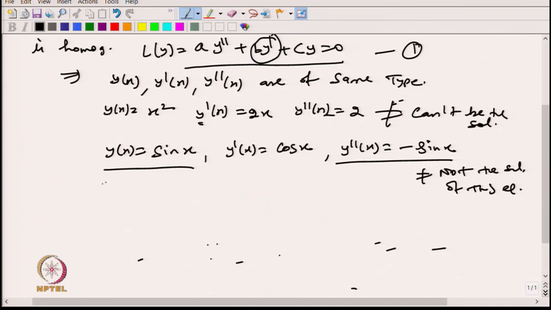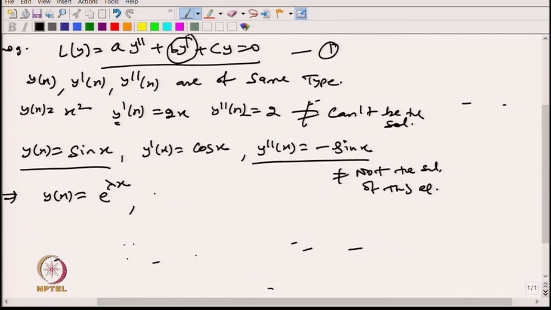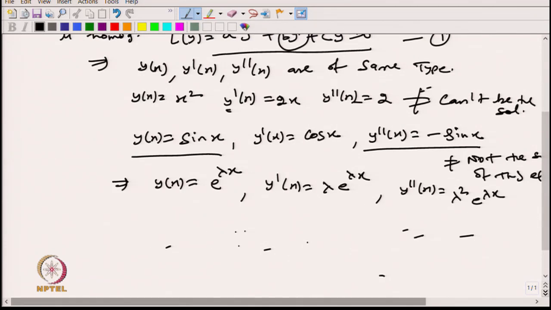Now, I go further and choose y(x) equal to some exponential function, e raised to power lambda x. Then I know that if I take the derivative of this function, it will be lambda e raised to power lambda x, and the second derivative of this function is equal to lambda square e raised to power lambda x. So, in this case this function, its first derivative and its second derivative are of similar type, just multiplied by some constant, that is lambda. So, it means that this can be a good choice for the solution of this differential equation.